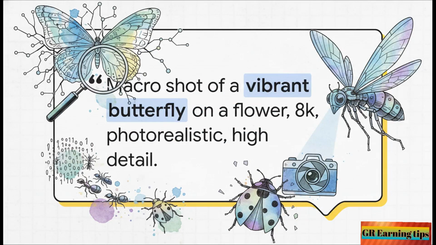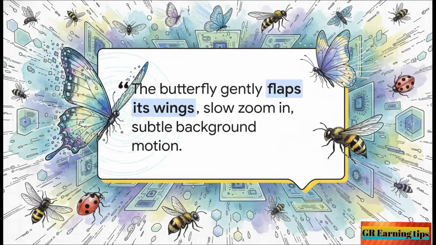For each script, you get an image prompt. It basically tells the AI what picture to make. And you also get an animation prompt. You guessed it, that tells the AI how to bring it to life.